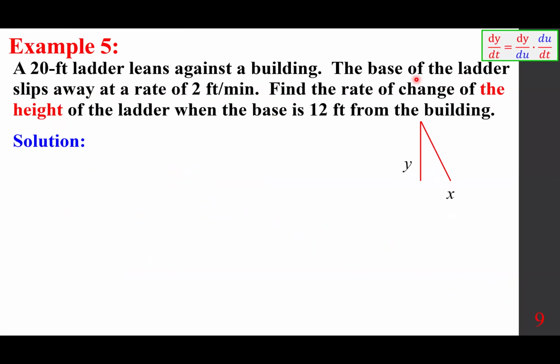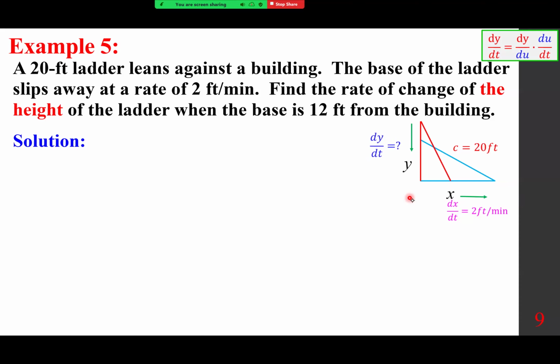So we have the wall or the building, we have the ladder. It moves this way, creates this shape. And as it moves this way, it comes down. And this ladder has a fixed length of 20 feet. It's not changing. As it moves this way, it has a speed or rate of dx/dt is 2 feet per minute. As it moves down, it has a speed or rate of dy/dt, which we don't know.